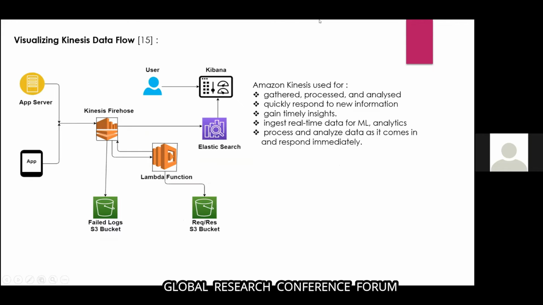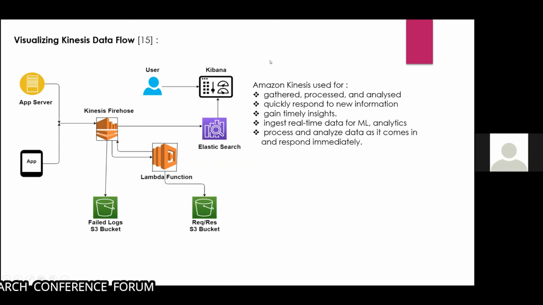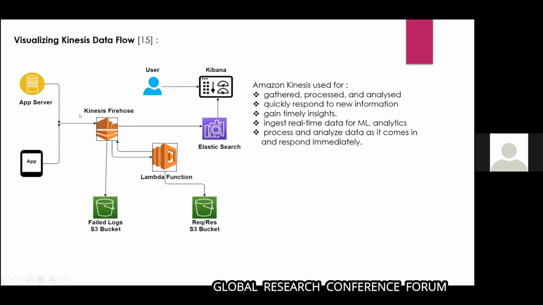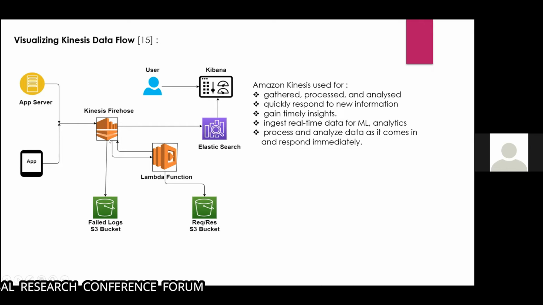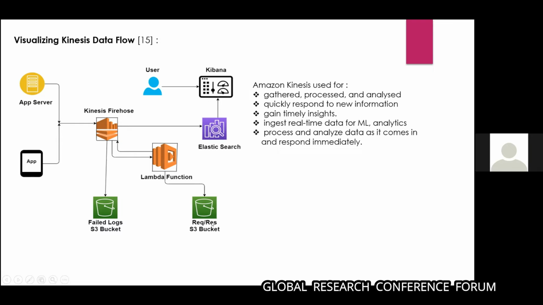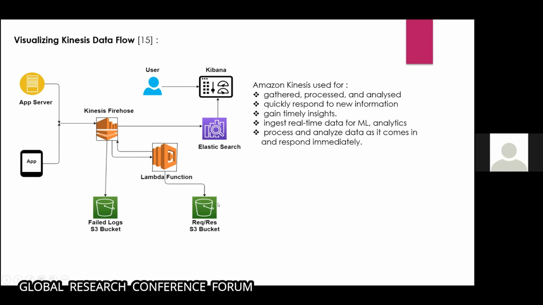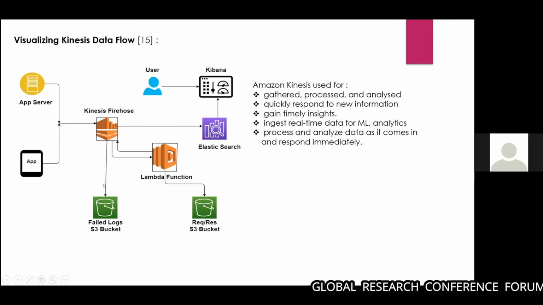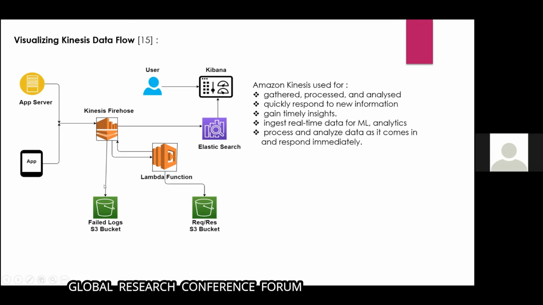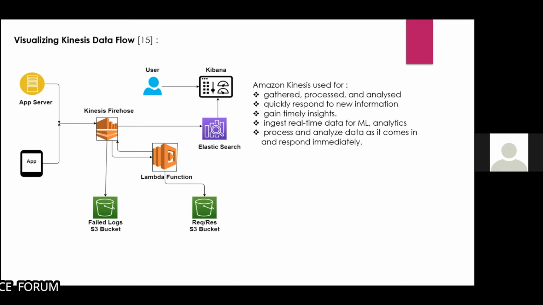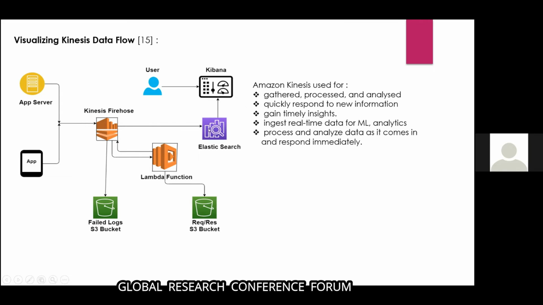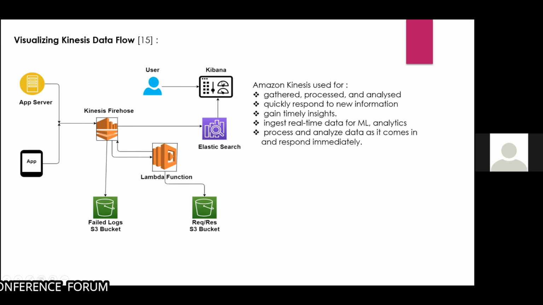So, the visualization of the Kinesis data flow, how it works. We get the data from the app server or apps to Kinesis Firehose. Through that, it goes to the Lambda function, and here the request and response of the S3 bucket is done. Here we gather the data, process and analyze it, quickly respond to new information, and gain timely insights. It will ingest the real-time data for machine learning and analytics, and it will be given to Elastic, and through that it will be shown on Kibana to the end user.